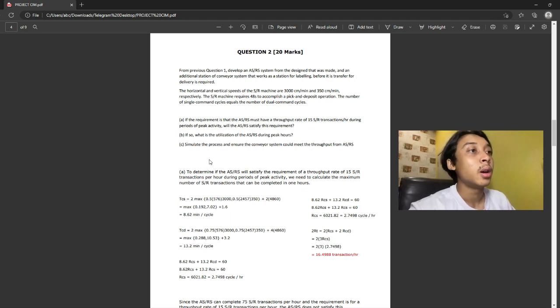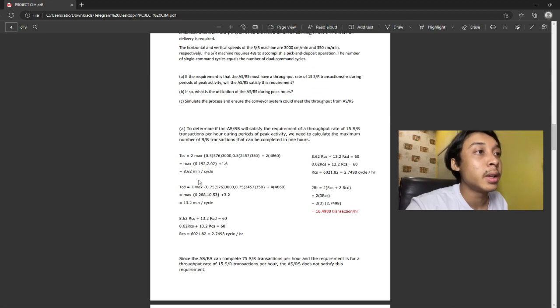For 2A, to determine the SR transactions that can be completed in 1 hour, first of all, we need to identify the TCS, and this is the formula that I get, and I get 8.62 minutes per cycle. After that, we need to find the TCD, which has almost the same formula as the one above, and I get 13.2 minutes per cycle.